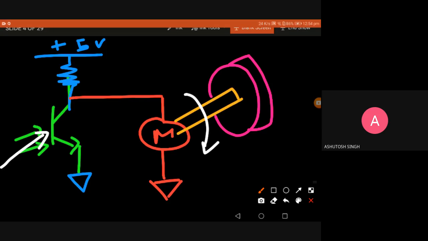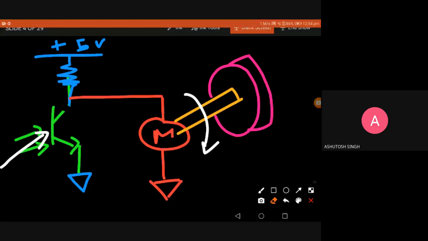Initially, it was not on. If it was not on, I can consider there is no current flow through the transistor. Initially, it was off. There was no radiation in the base of my photo transistor. It is off. Okay, we should remember it is a sensor. The photo transistor I'm talking about is a special sensor. What is it sensing? It is sensing light.